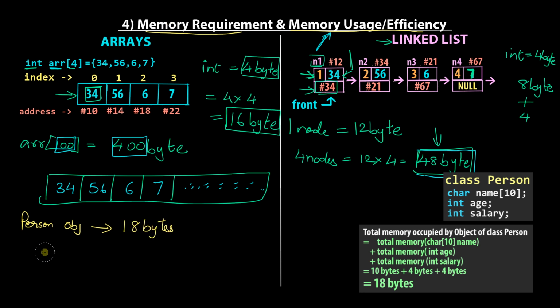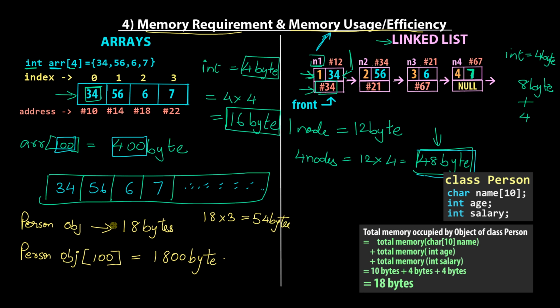But let's say you create an array of person objects. You can also create an array of objects, right? So let's say you write person obj, and you say 100. So you're creating a person object array of size 100. That would require 18 bytes into 100, because 18 bytes is required for one object. So 18 into 100 gives us 1800 bytes. And imagine if you are only storing 3 person objects, which means you are only utilizing 18 into 3, which is 54 bytes.